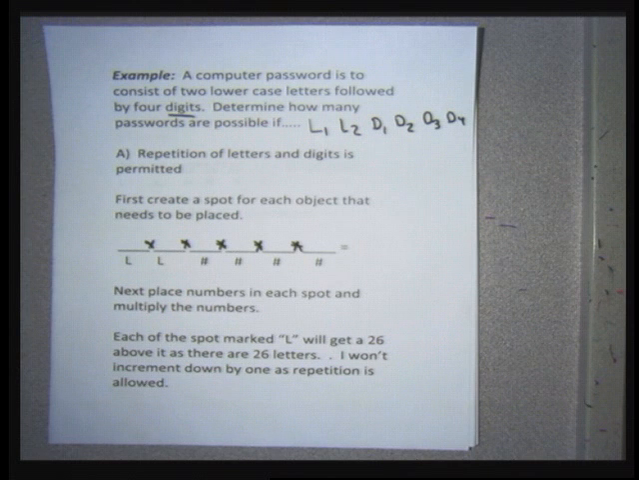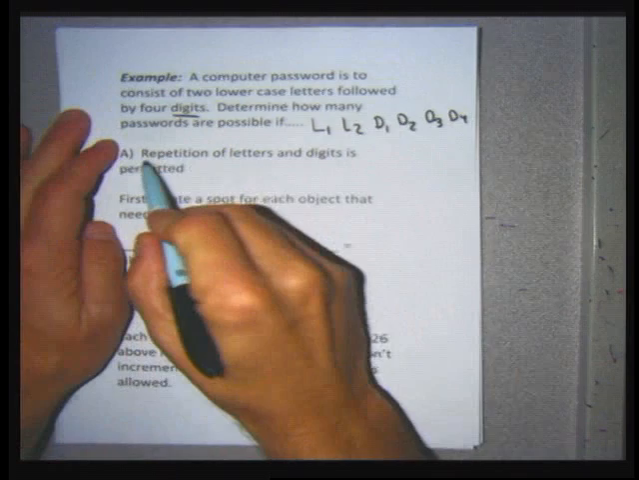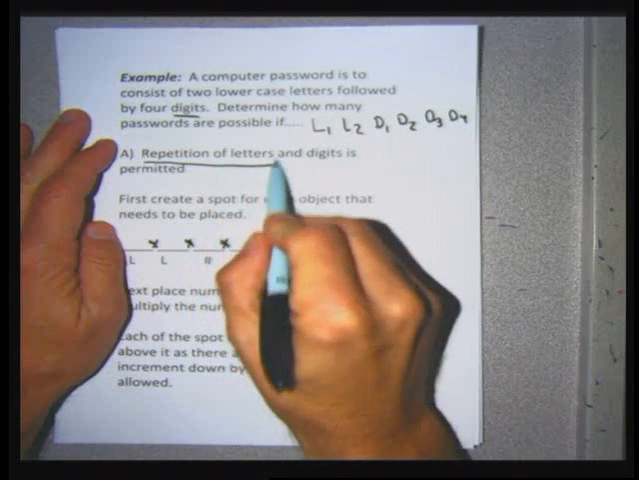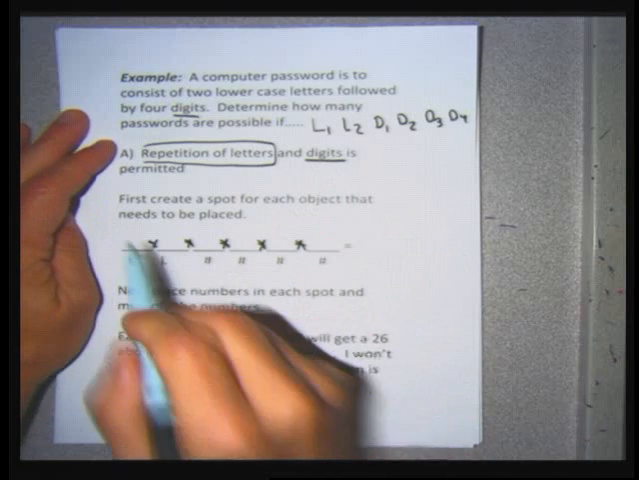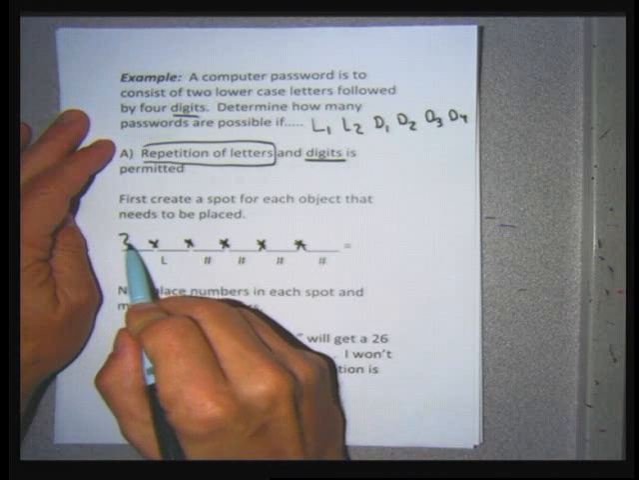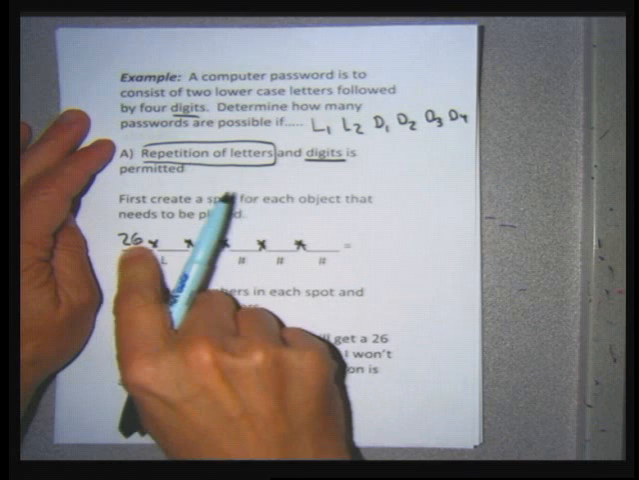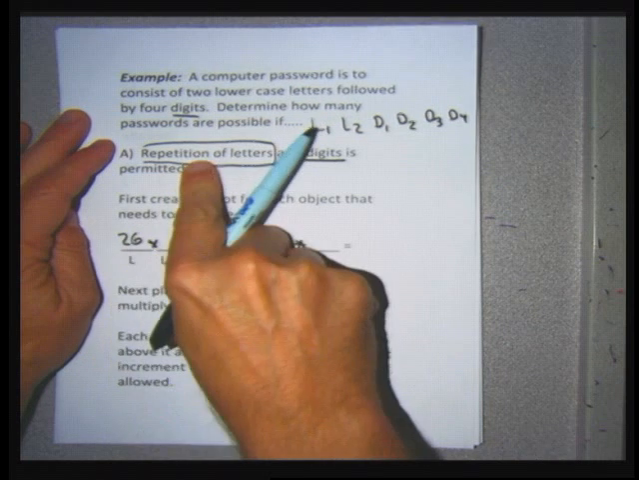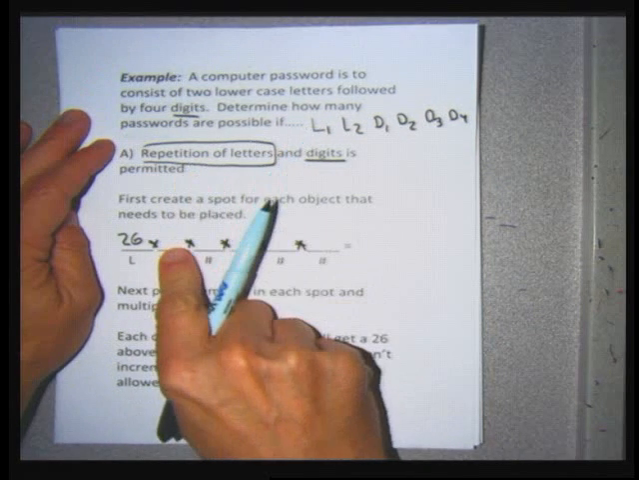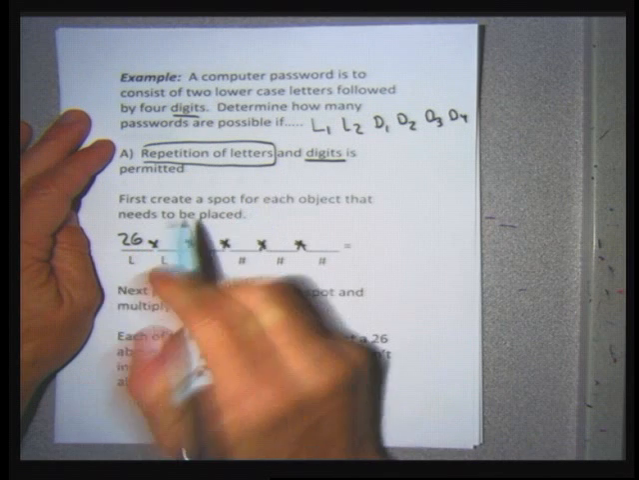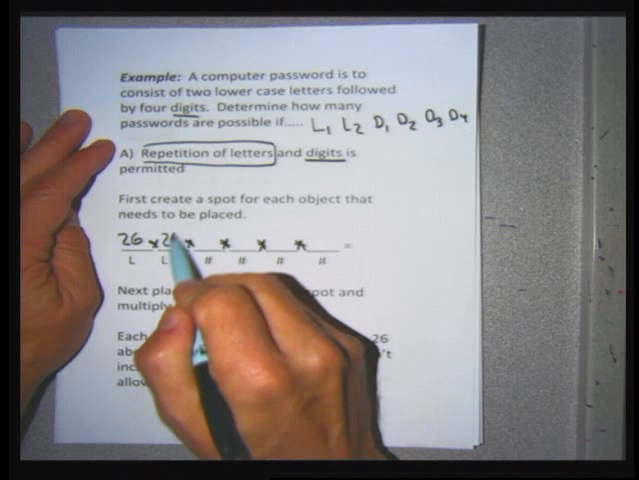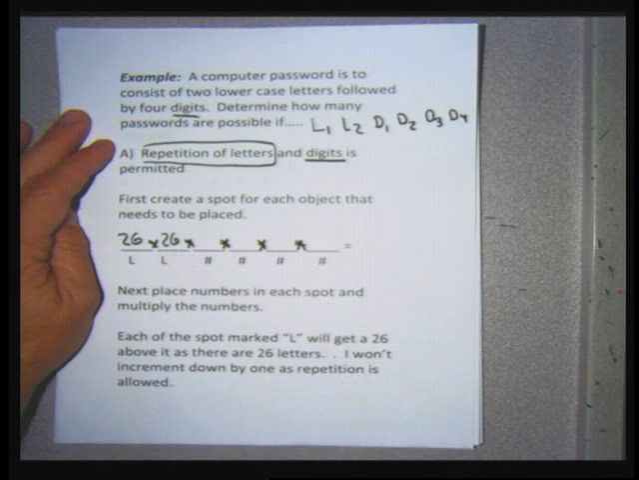And in this particular case, it says I'm allowed to repeat a number and I'm allowed to repeat a letter. So generally there's 26 letters in the alphabet. So if the first letter is W, since repetition is allowed, the second letter can still be that W. So I'm not going to go from 26 down to 25. I'm going to leave my 26 constant. So when repetition is allowed, then you're not going to increment down.